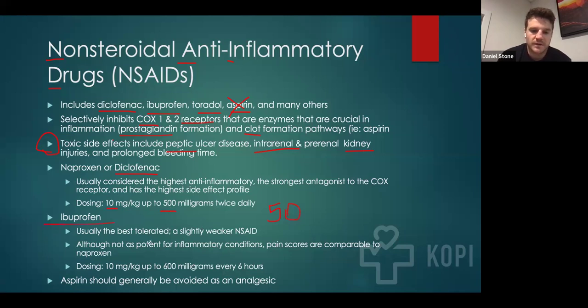The reason why people pick ibuprofen is it's a slightly weaker NSAID, but it has comparable pain scores, so it's a little bit less of a potent anti-inflammatory. And it's also the best tolerated. It has the least amount of effects when we're talking about the kidneys, the stomach, and bleeding risk. And like I said earlier, aspirin we generally avoid as an analgesic because it's a pretty good medication for clot reduction.